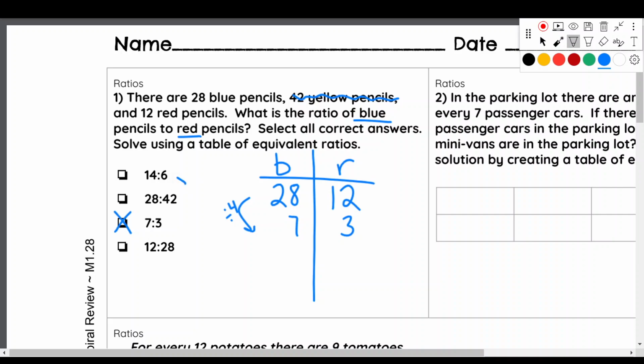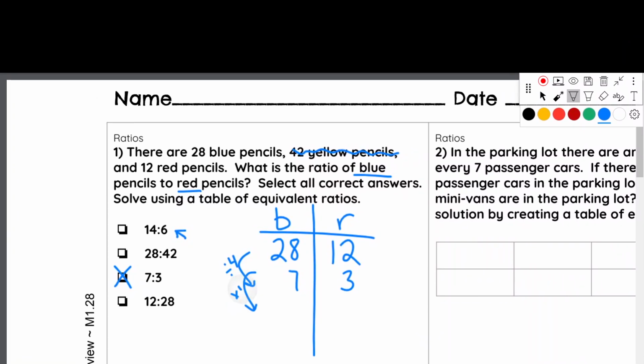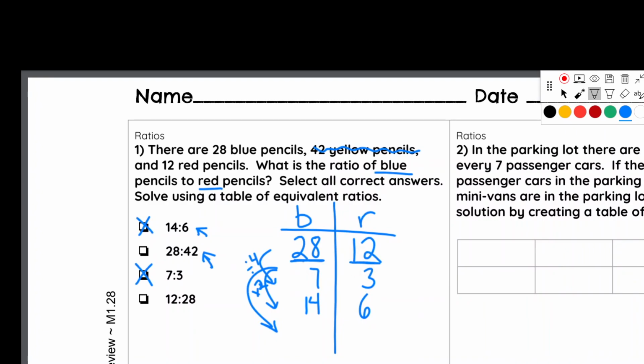This first answer choice here, 14 and 6, the 7, if I double the 7, that'll give me 14. Double the 3, that'll give me 6. So that one works. If I'm going to get 28, looking at this second ratio here, 7 times 4, oh, goodness, I already have a 28 right here in the table, and it goes with a 12, so this is definitely not going to work. And I've already got 28 to 12, so 12 to 28, that's not going to work. I have more blue pencils than red pencils, so it doesn't really work to have less blue pencils than red pencils.